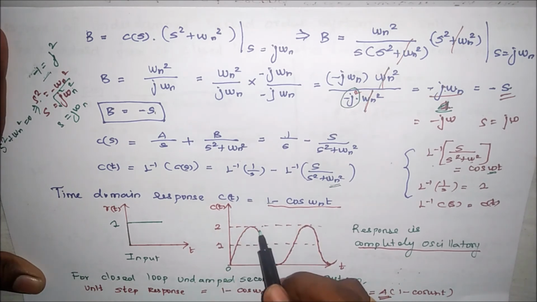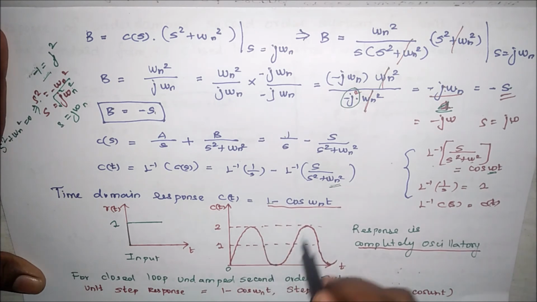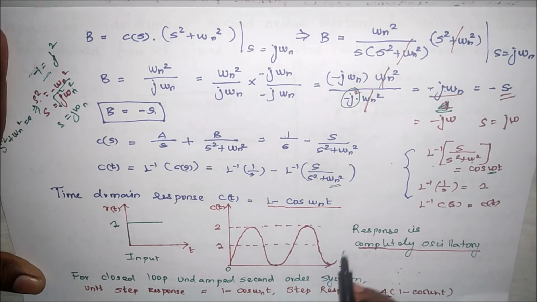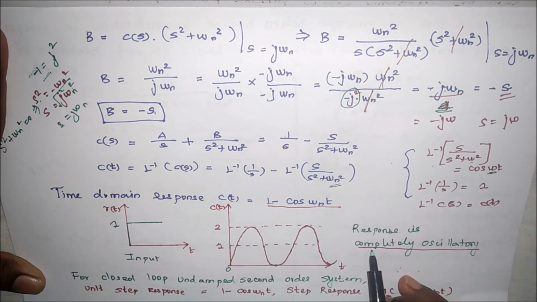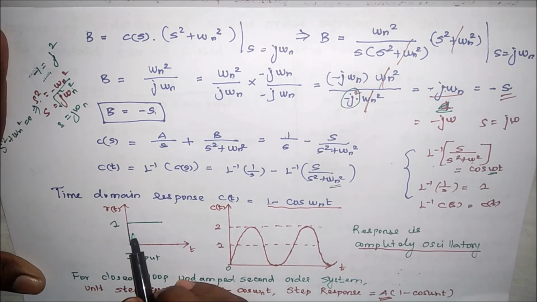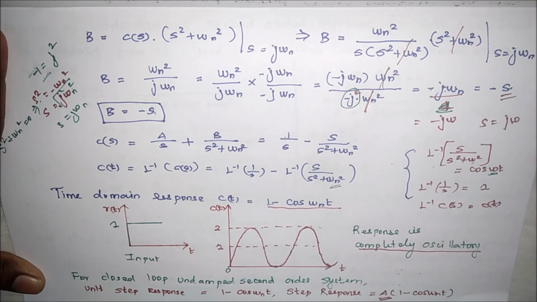If we draw t with respect to output, you will get a waveform like this. From this we can say it will not end. It goes up to infinity and will be like this only. Therefore the response is completely oscillatory. It will continue up to infinity. Therefore we can say for step input, the second order undamped system response will be completely oscillatory.